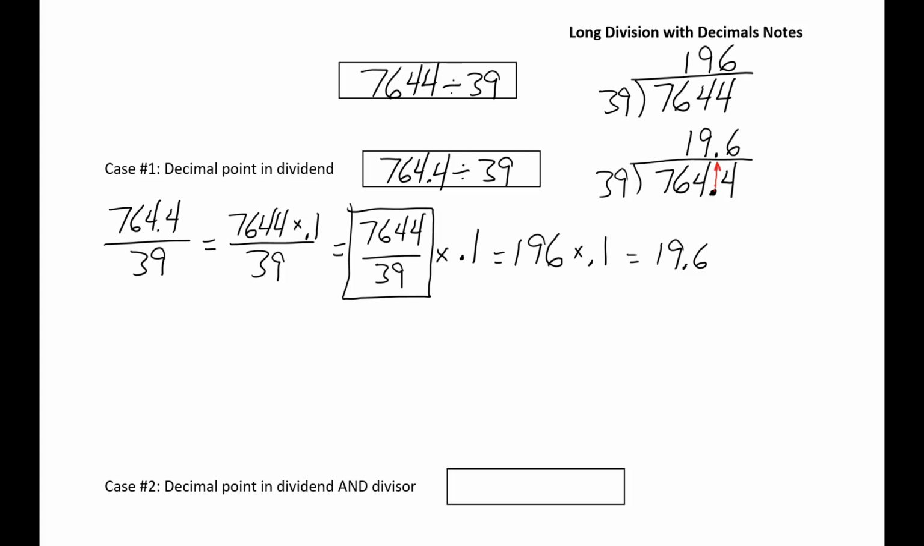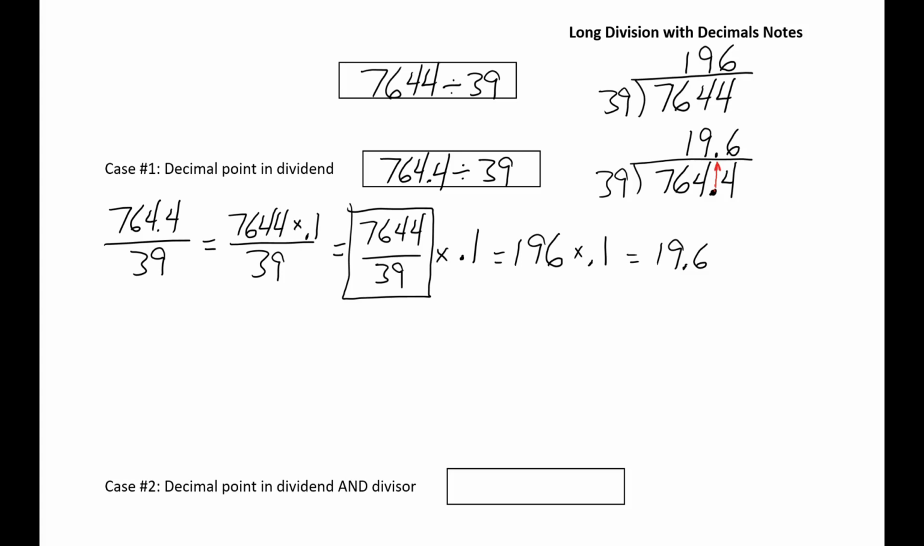All right, so there's case one. And also note, this is another example of why it's so important to line up the place value columns in your dividend and your quotient, because you want to be sure that you put your decimal point in the right place in your quotient.